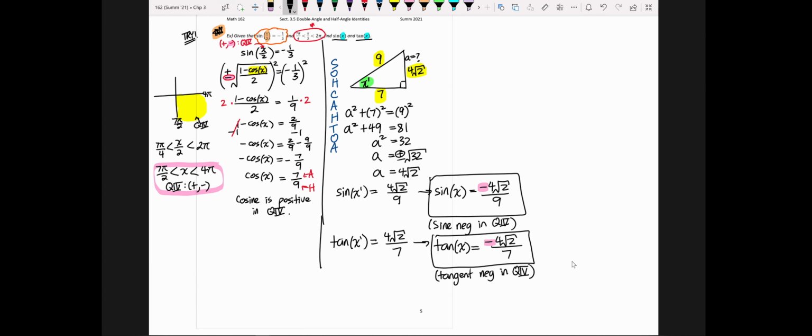We use the half angle identity to solve for cosine of x. Once we get cosine of x, we can set up our right triangle to find any trig function evaluated at x. So our right triangle is actually set up where the angle is x prime. If we can get any trig function at x prime, then we just insert the appropriate plus or minus sign to get the trig function at x. X prime is the reference angle.